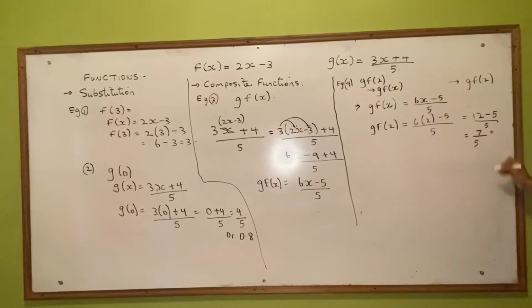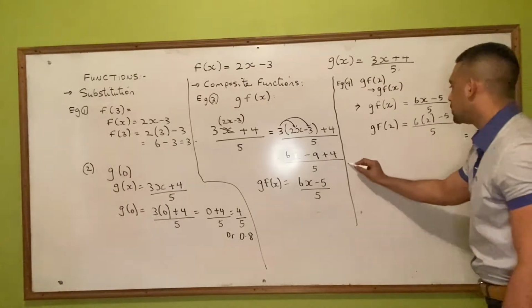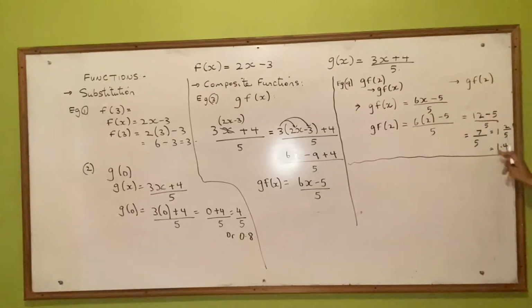7 over 5 is the same. You can write it as 1 and remainder 2 over 5. So it's 1 and 2/5. Or you can write it as a decimal, which is the same as saying 1.4 if it's worked in the calculator. Right, so all this here is different ways that we can write it. This is the first method that we can work this.